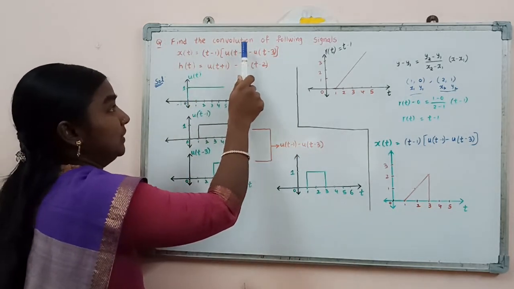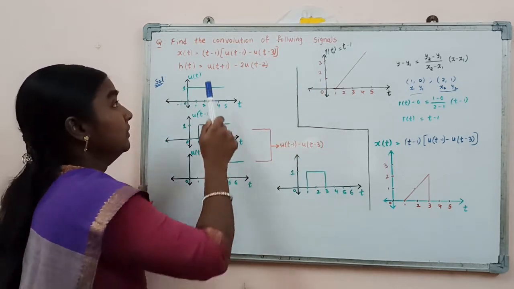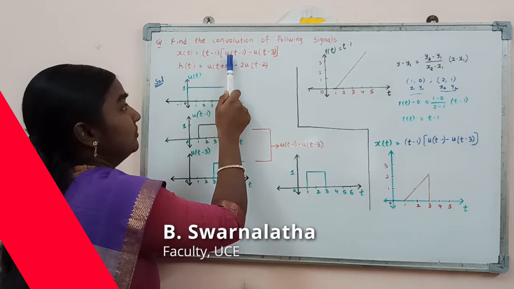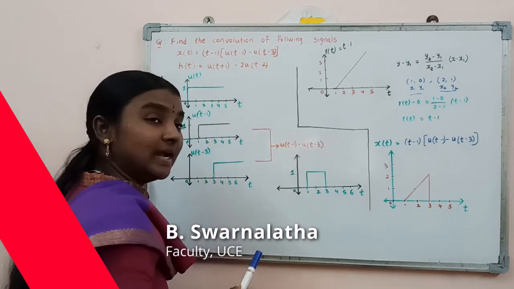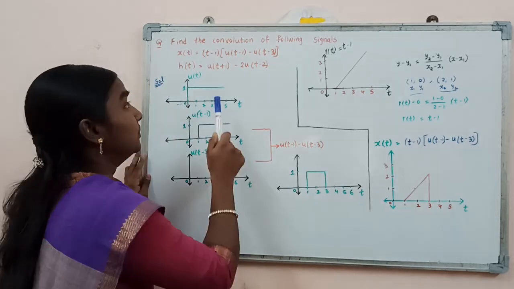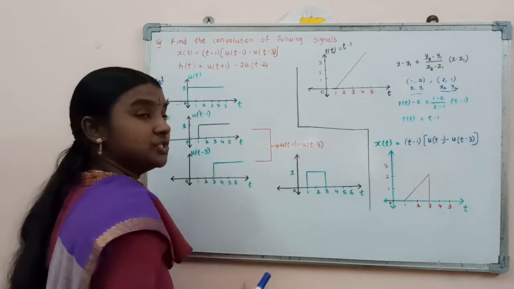Find the convolution of the following signals: x of t is equal to (t minus 1) into (u of t minus 1 minus u of t minus 3), and the h of t signal will be equal to u of t plus 1 minus 2 into u of t minus 2.